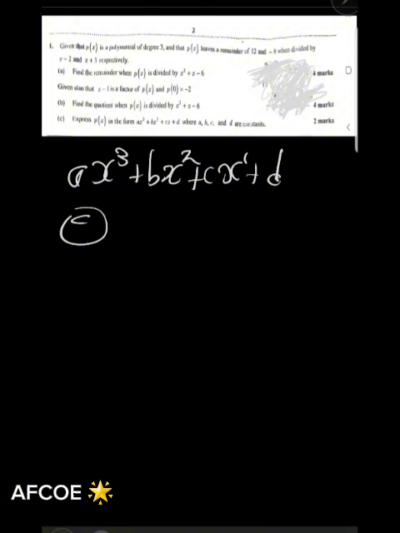Now let us move to the question gently. Let us say our c part: express p of x in that form, where a, b, c and d are constants. So let us now begin.